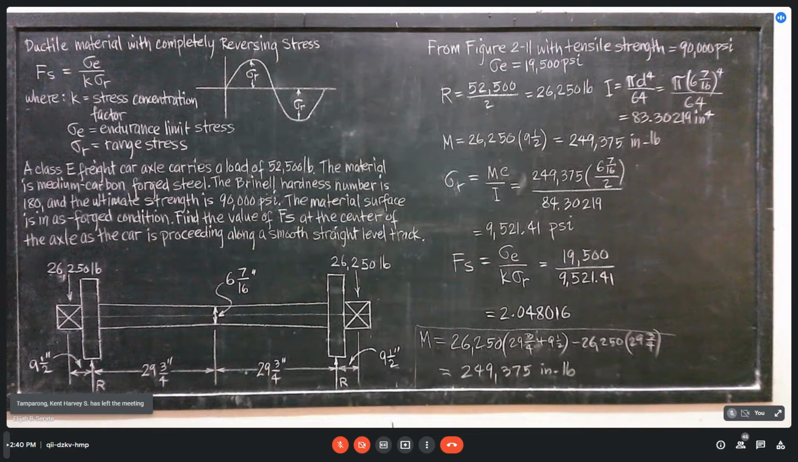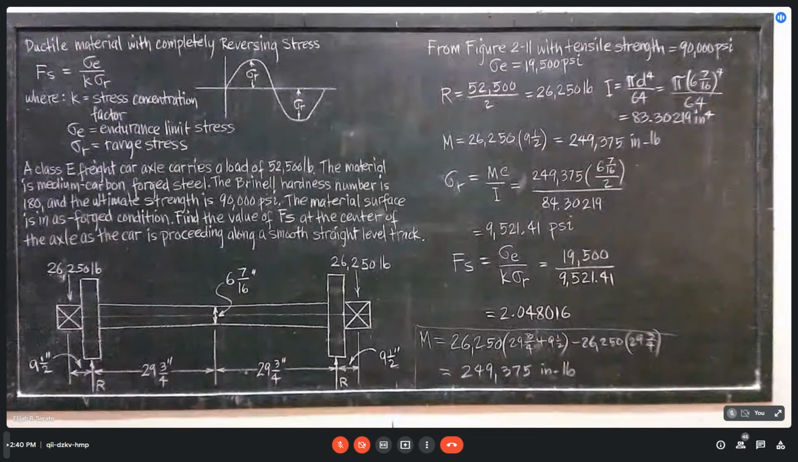by the formula, because it is flexure or bending, by the formula MC over I. Do you follow? The range stress, since it is flexure or bending, we compute by MC over I, where C, of course, is the radius that will give us the biggest stress, which is on the surface of the shaft, which is the radius. And then that is the range stress.